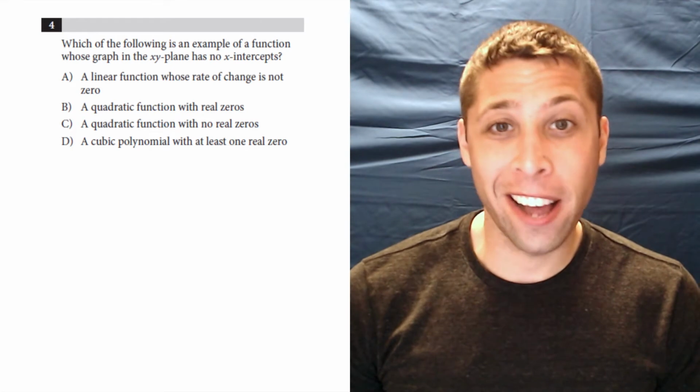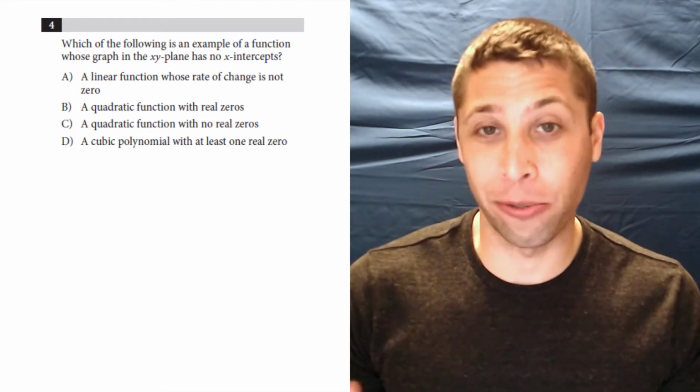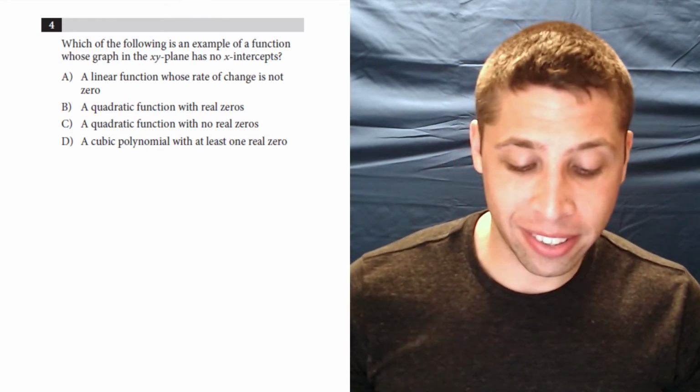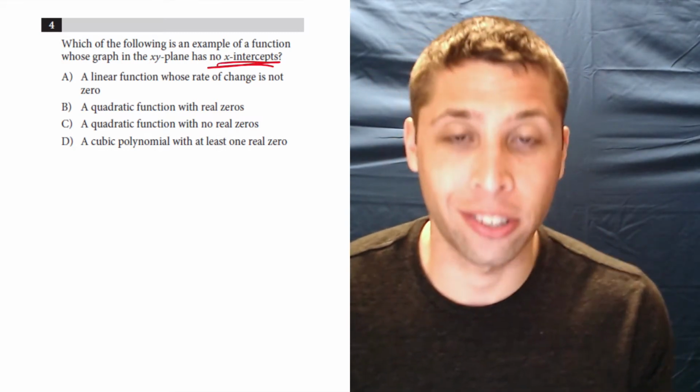This question is not really about anything other than vocab. You just need to know what they're talking about, and then this is really, really easy. So let's look at the original question. Which of the following is an example of a function whose graph in the xy plane has no x-intercepts?